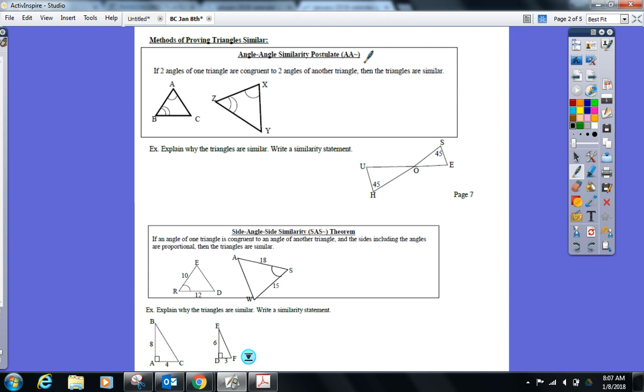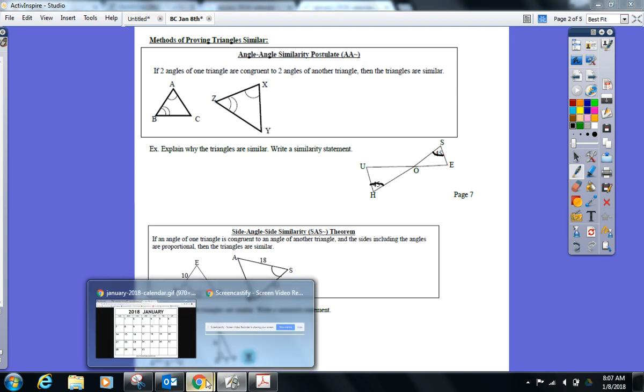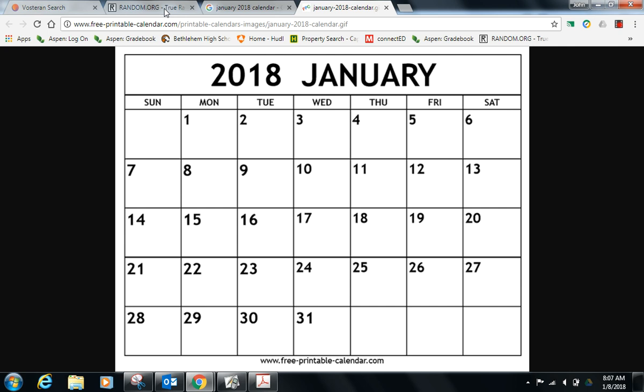Here, I gave you two triangles. Why are they similar? Well, what did I give you right off the bat? What did I give you about angle H and angle S? They're congruent, right? They're both 45. And do you see anything you can mark on your own? Anybody see anything you can mark on your own on those two diagrams?